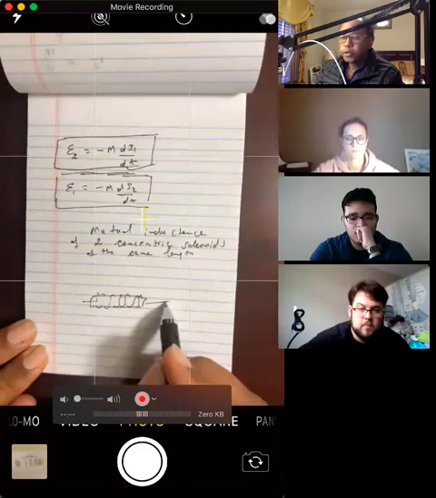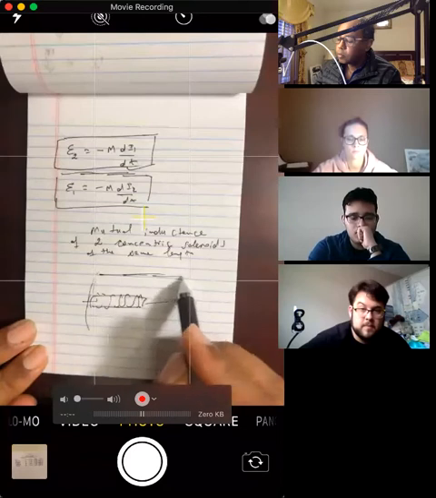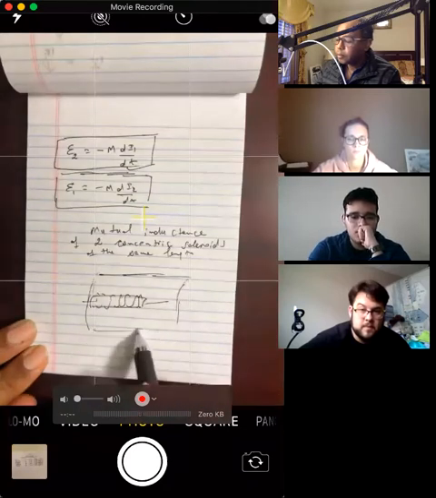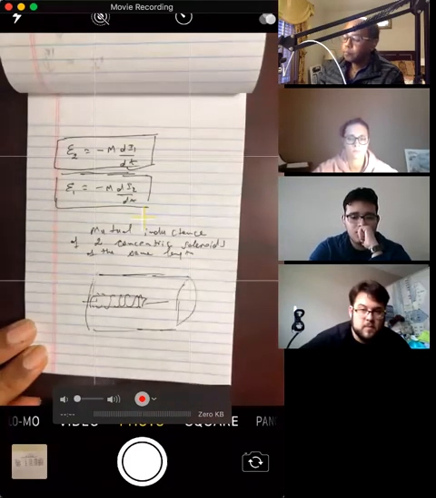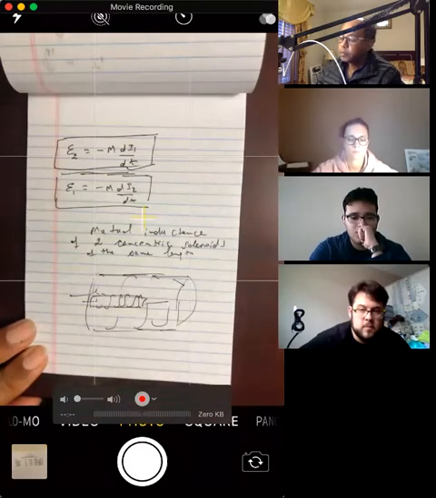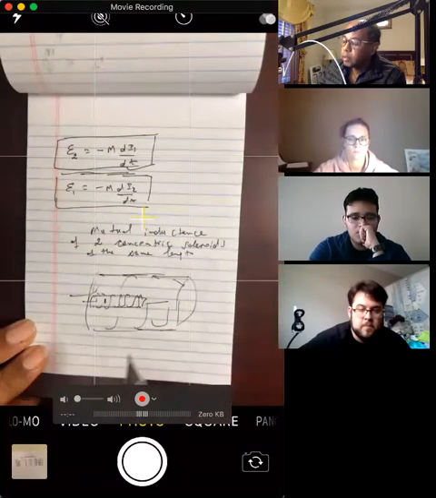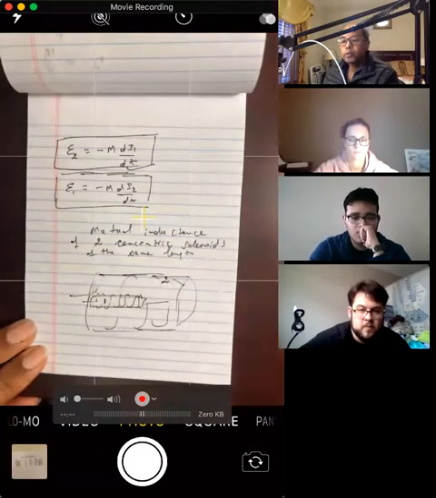We have one solenoid over here, and then we have a bigger one over here. So we have another one over here. Let's say this is my coil 1, and let's say this is my coil 2.